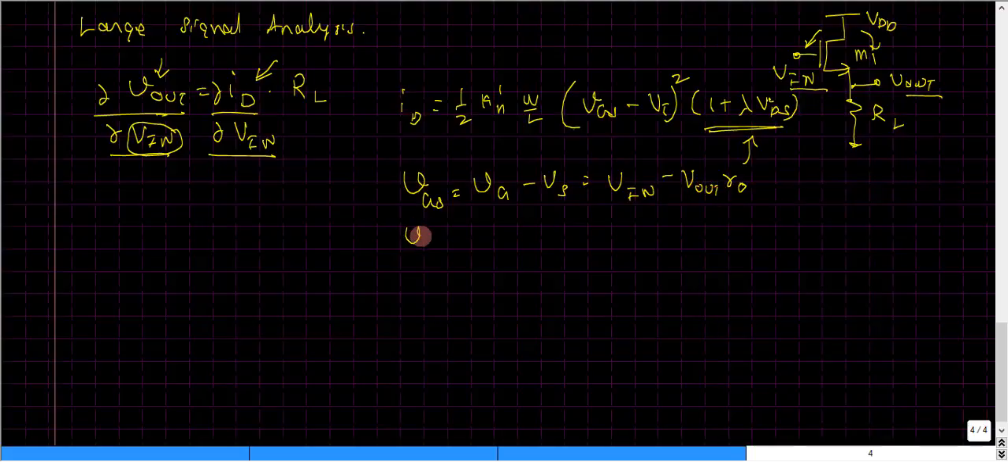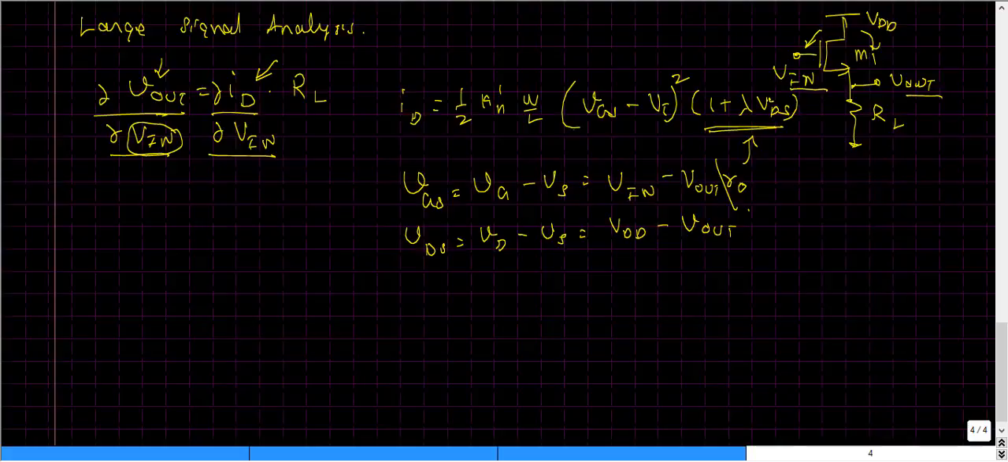And similarly, the VDS could be written as Vd minus Vs. And again, what is connected across the drain is nothing but the DC potential VDD, and what is connected across the source is the same Vout term.